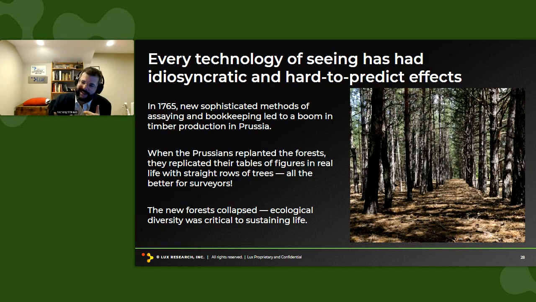But when we, as a society, develop these new technologies of seeing, they often have hard-to-predict effects, right? In 1765, we had new bookkeeping methods and new methods of surveying forests. And this solved a major production issue in Prussia, which is that they didn't know where the productive forests were. They were able to find them, they were able to cut them down. There's this big boom in timber output.